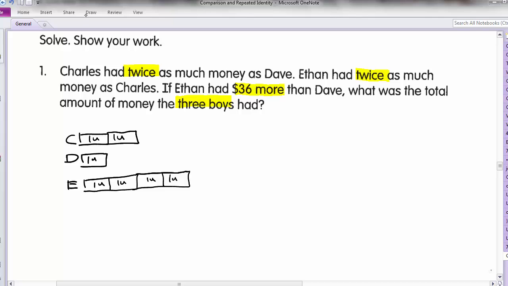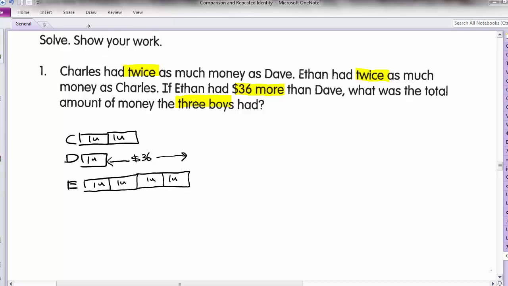Looking at the model, where's more? Dave is 1 unit, Ethan is 4 units. How much more does Ethan have? Ethan has 3 units more. So this part here is the amount that he has more. And the question tells me he has $36 more. Look carefully. Ethan has $36 more than Dave. So whatever Dave has, Ethan has, but he has $36 more.